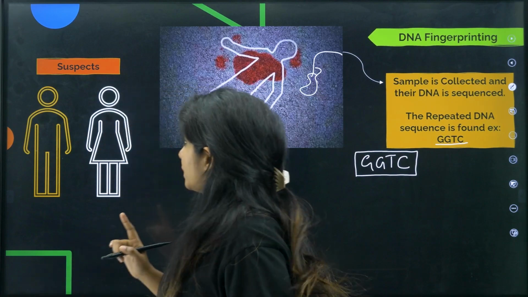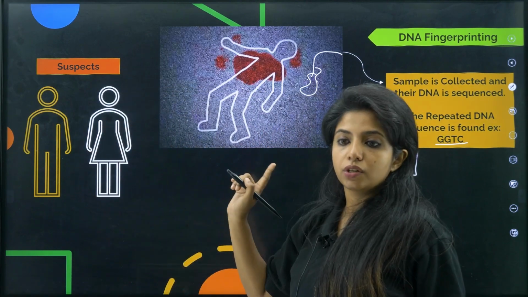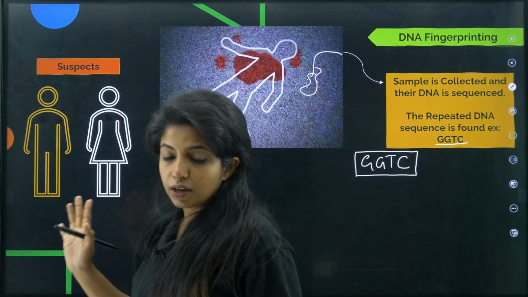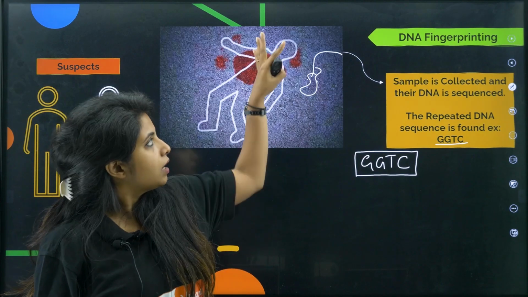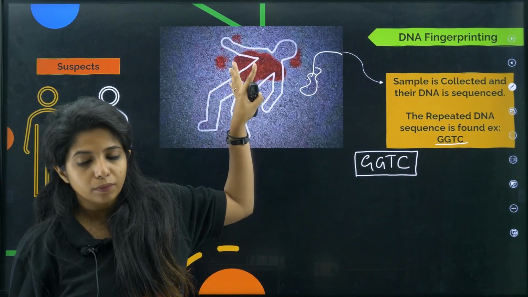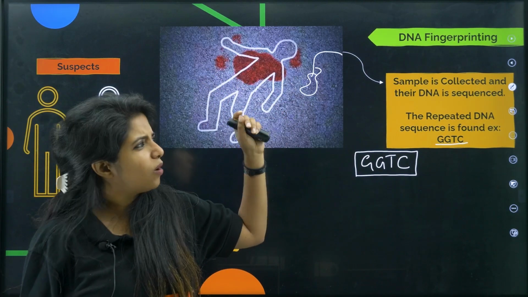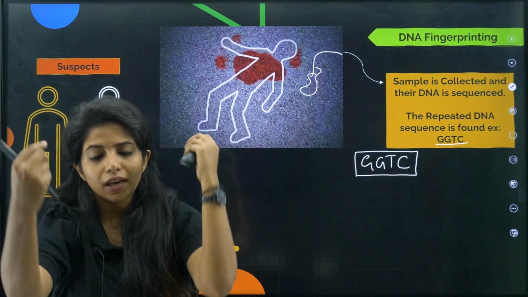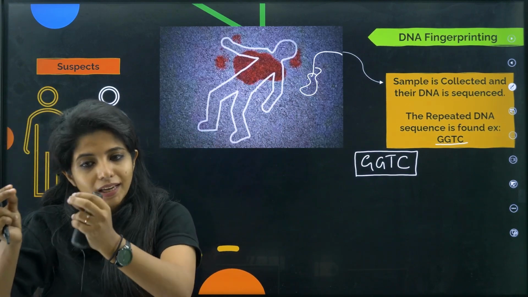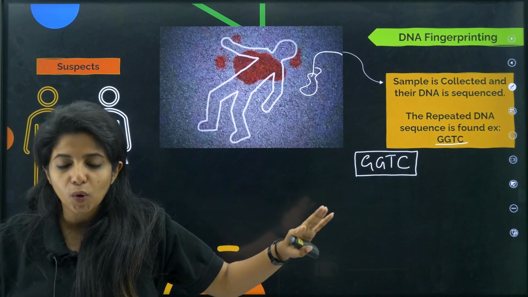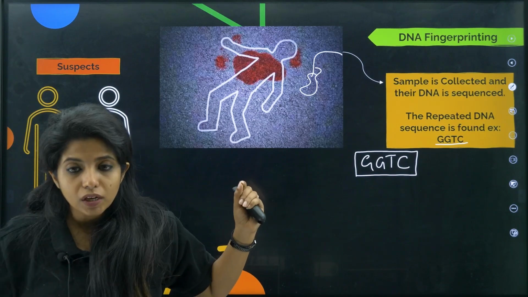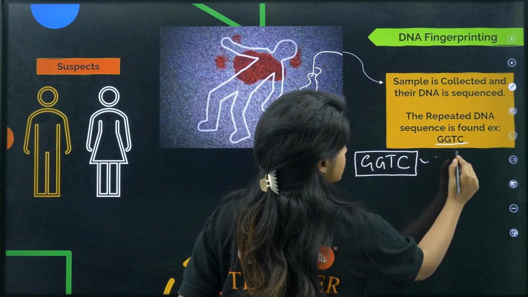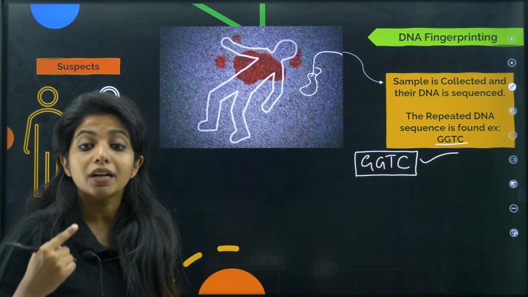And now I have 2 suspects over here, this guy and this girl. These are the suspects. So what did I understand? Basically, in the area where the crime was committed, there was a blood stain or hair follicle, whatever you want to take. Anyways, you are taking a cell. The cell has the DNA, you are going to sequence all the DNA strands over there, and then you get to know that GGTC is the sequence that is being repeated.